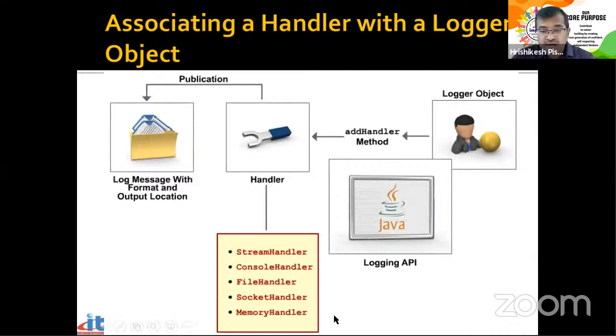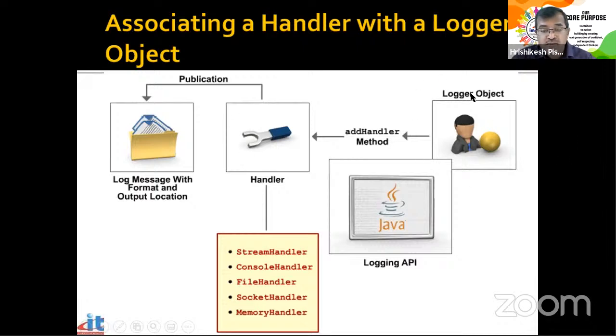So if you revisit, we first need to create a logger object. To create the logger object, we require this logging API. Using this logging API, we create a logger object. To this logger object, I'll add a handler. The handler can be a stream handler, console handler, file handler, socket handler, memory handler, whatever it is. This handler is responsible for publishing the message. When we configure the handler, we specify what kind of messages are to be logged, what the format of the message is, and the location where it has to be logged. All that information is specified in the handler.